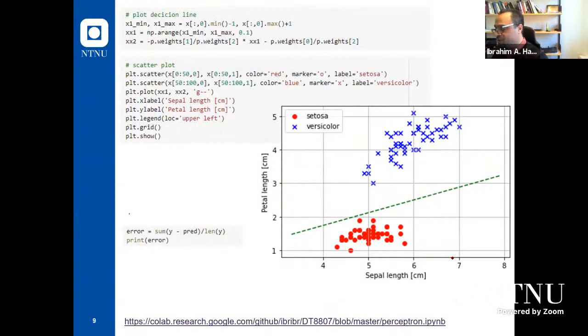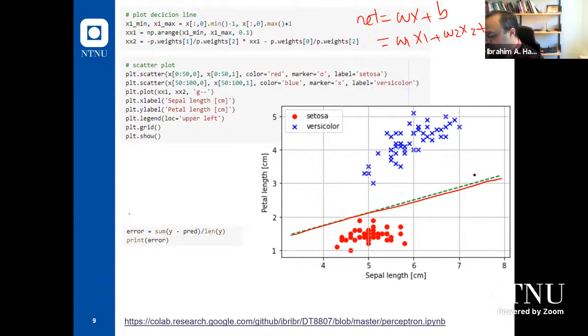So I want to plot the decision boundary. Do you remember the decision boundary, how it looked? It was net equals omega x plus b. We have two inputs here, so we have two omega values. So it was in fact omega 1 x1 plus omega 2 x2 plus b equals 0. When we set this equal to 0, we are sure that we can generate this line, because all data points which are located on the line are zeros, if you want to plot the line.